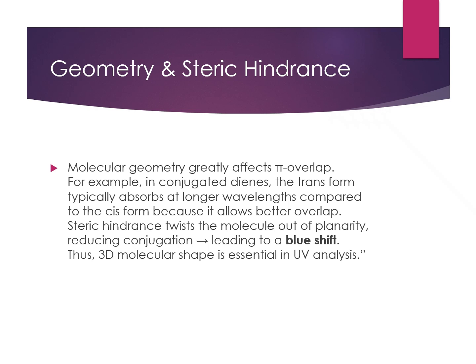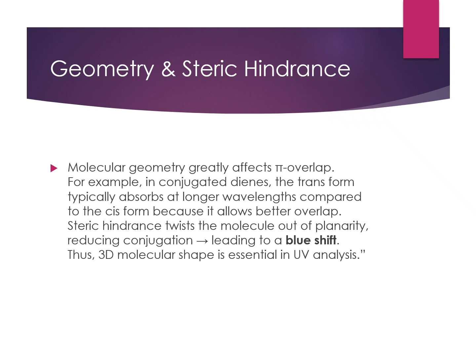Molecular geometry greatly affects pi overlap. For example, in conjugated dienes, the trans form typically absorbs at longer wavelength compared to the cis form because it allows better overlap. Steric hindrance twists the molecule out of planarity, reducing conjugation, leading to a blue shift. Thus, 3D molecular shape is essential in UV analysis.